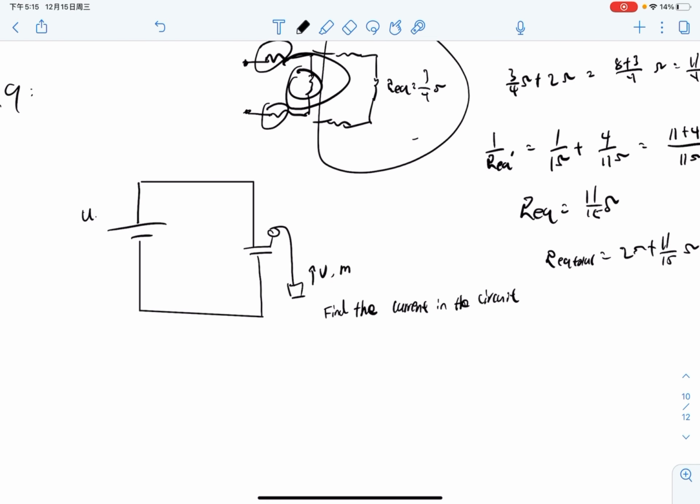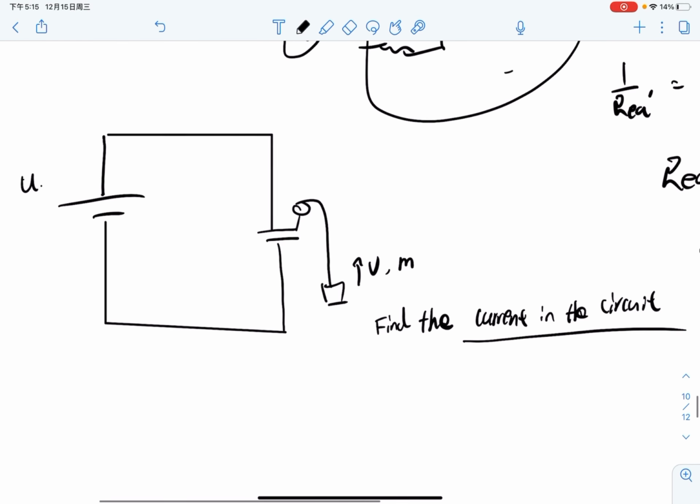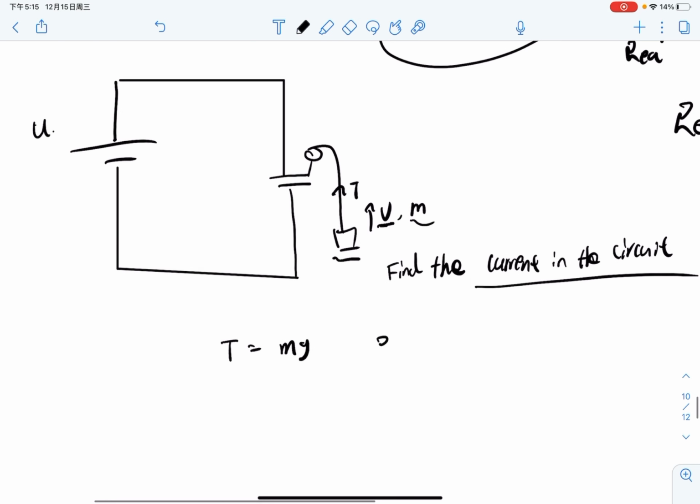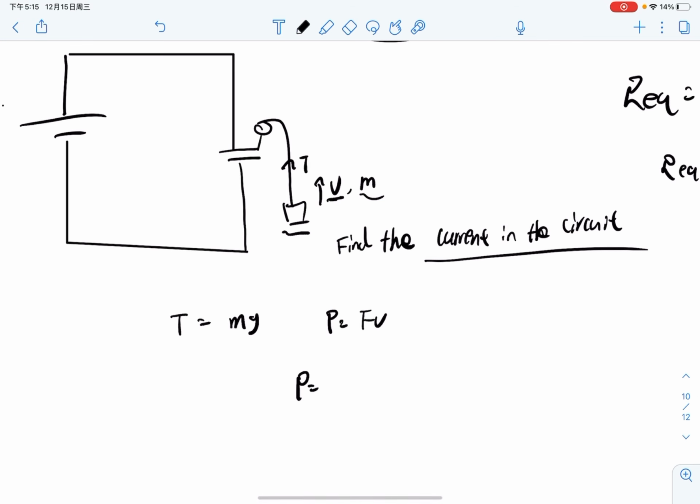And for the last question, we're going to find the current in the circuit. So here's a motor. It is pulling an object upward at a rate of v. So the velocity is v and the mass we know is m. So the tension in the string is equal to mg. And we know the power is equal to Fv. So in this, P is equal to mgv.